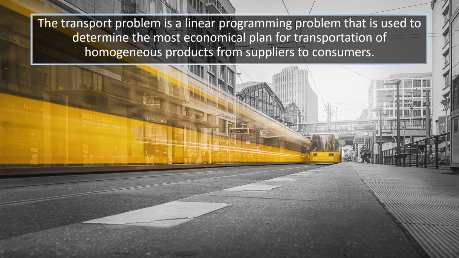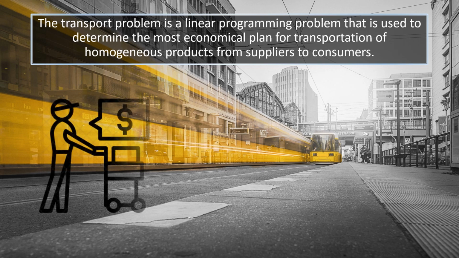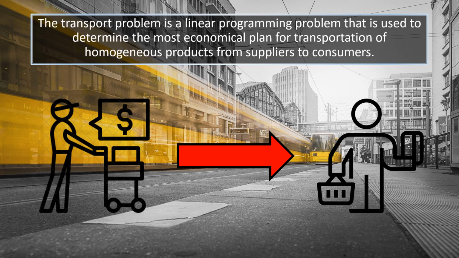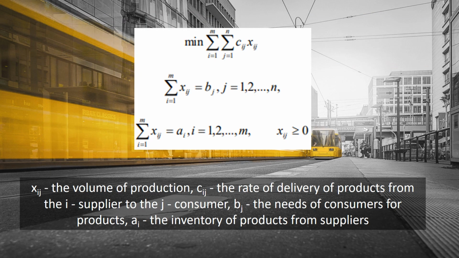The transport problem is a linear programming problem that is used to determine the most economical plan for transportation of homogeneous products from suppliers to consumers. Here X is the volume of production, C is the rate of delivery of products from the I-th supplier to the J-th consumer, B are the needs of the consumer for products, and A is the inventory of products from the supplier.